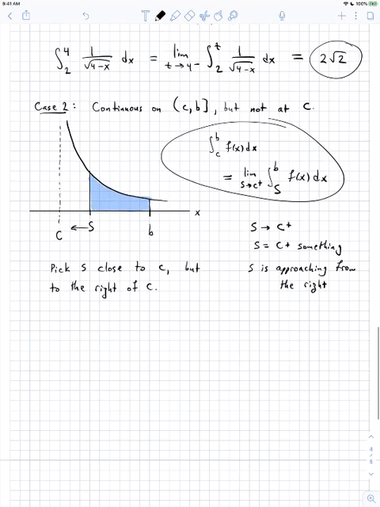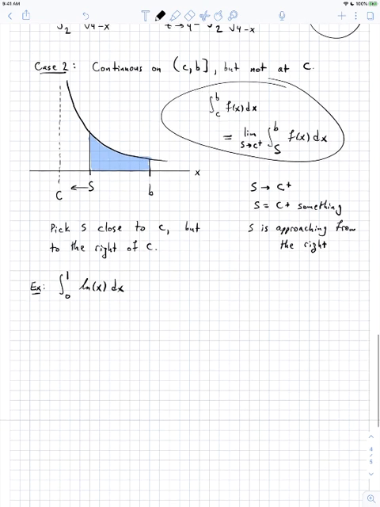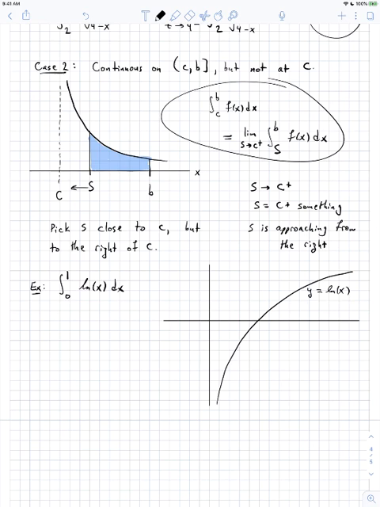So let's look at an example. Let's look at the integral from 0 to 1 of ln of x dx. This is an interesting example because here the function is negative on this region. So it's going to look something like this. So this is y equals ln of x. This spot right here is 1. So what we're interested in is the area above the curve.